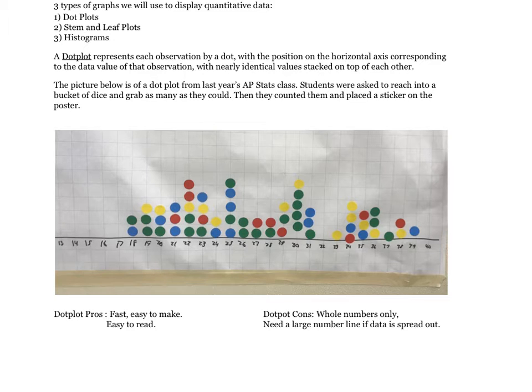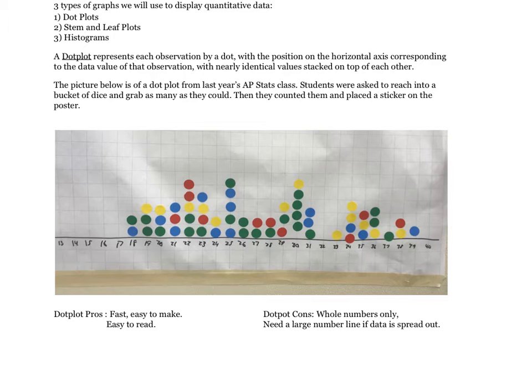The picture below is of a dot plot from last year's AP Stats class. We had the students reach into a bucket filled with dice and grab a handful and pull them out. And then they would count how many they could grab. And then the kids walked up to the board and put a sticker on the board above how many dice they pulled.